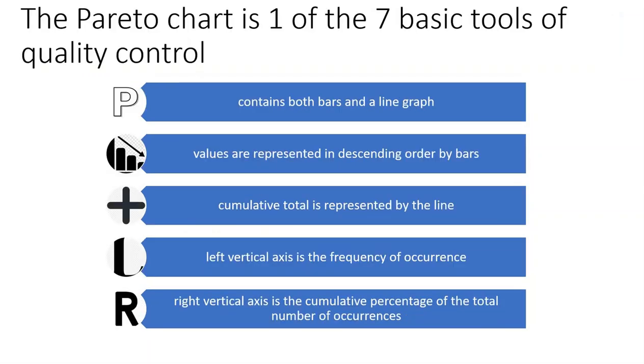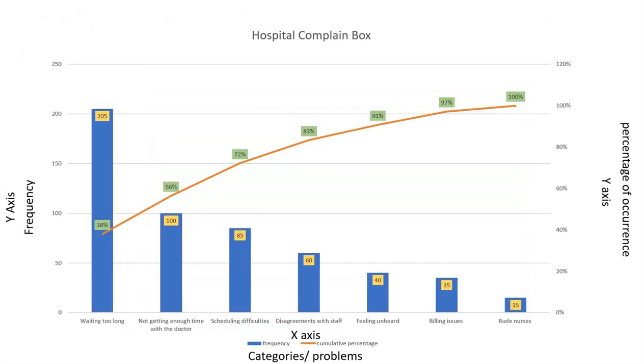Now let's look at the anatomy of the Pareto chart. There are some basic rules and you should understand this anatomy. The Pareto chart has two y-axes and one x-axis. Now let's take a basic example.